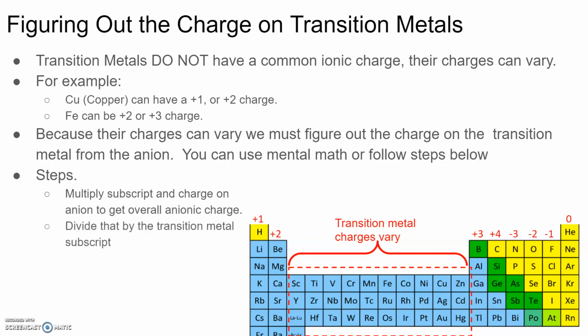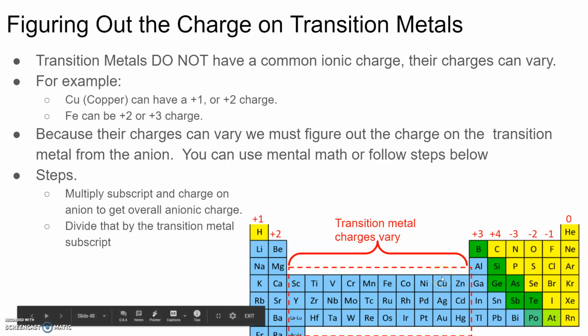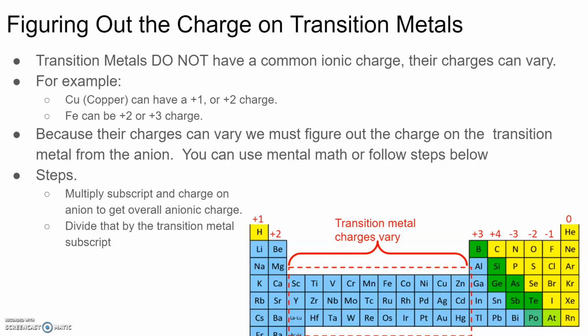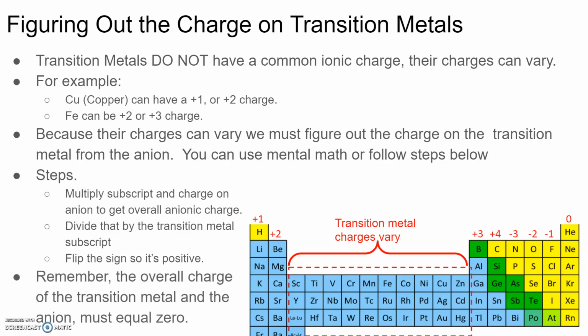The next step is to take the number you got, that -3 for example, and divide it by the transition metal subscript. So if the transition metal you're dealing with is copper, and the copper has a subscript of 1, then you would do -3 divided by 1. Then the last part is to flip the sign so it's positive. Remember, we're looking for the charge of a metal, and metals have positive charges, so the number that you got in step 2 would be a negative number, so we're going to flip it just to make it positive. So that means the copper would have a +3 charge.